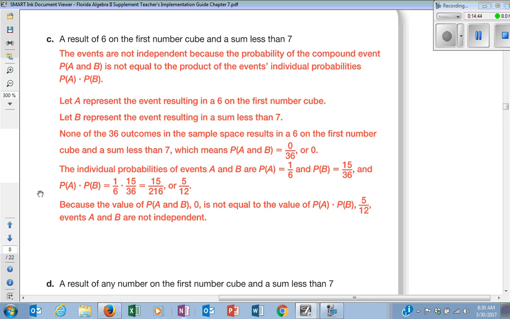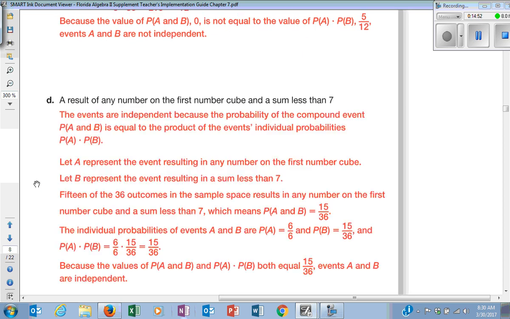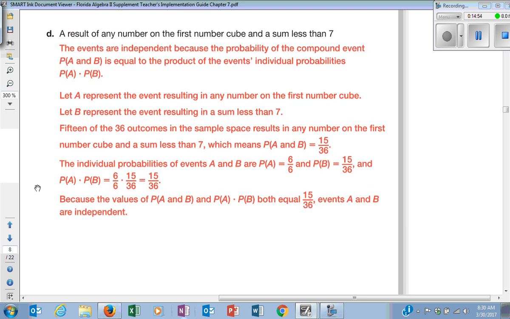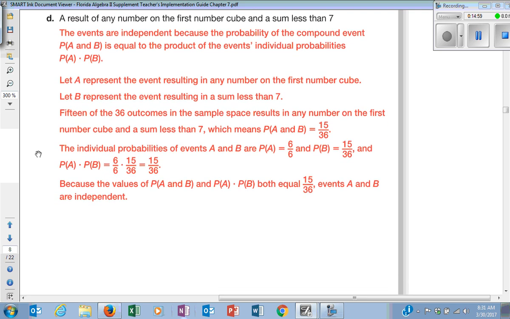What about the sum of less than 7? 15 out of 36, which reduces to 5/12. If you count this up, you should get 5/12, right? They didn't reduce it. I don't know why they didn't reduce it. 3 goes into this. Okay? So, are these two equal? Yes, because when you multiply it out, you get the same thing as you did in the beginning.